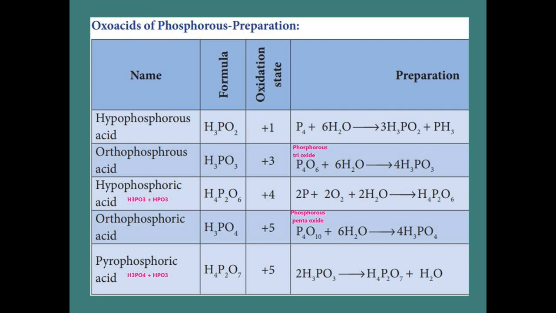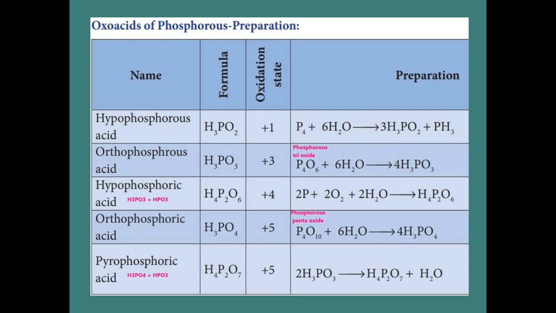The next one, orthophosphorus acid, formula is H3PO3. It is prepared when phosphorus trioxide is reacted with water, it gives orthophosphorus acid. The next one, hypophosphoric acid, formula is H4P2O6. It is obtained when phosphorus in the presence of oxygen is reacted with water, it gives hypophosphoric acid.